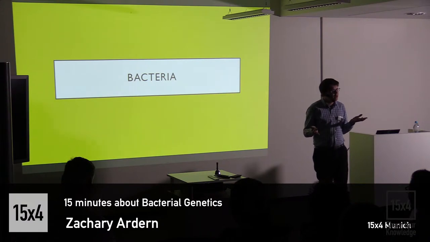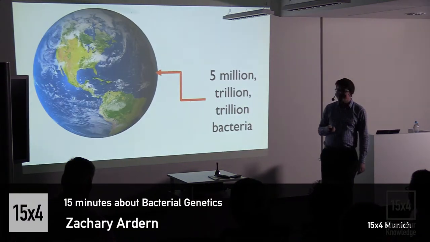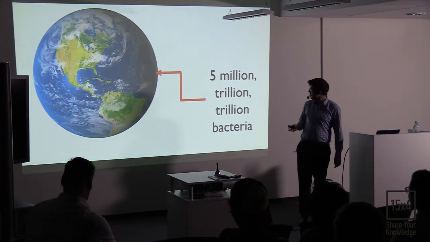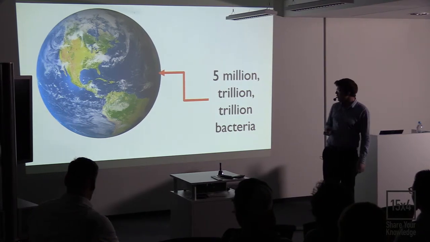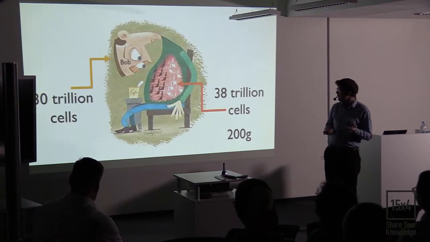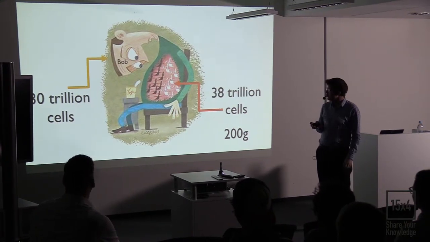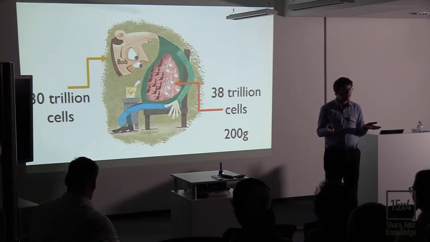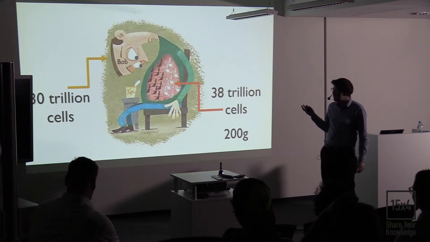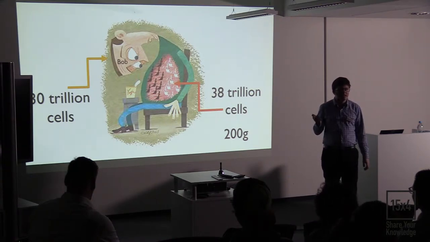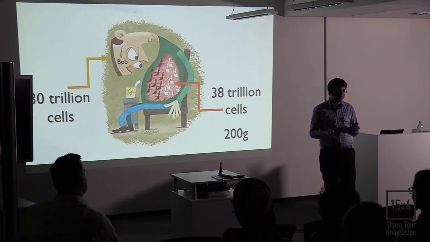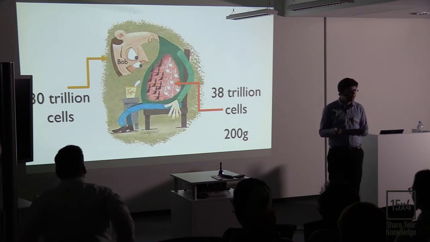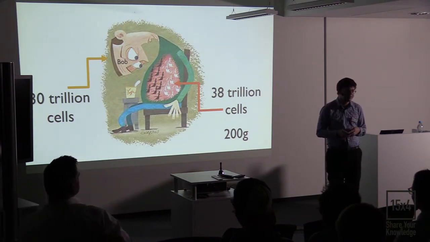Okay, so why should we care about bacteria is my first question. And the first answer is because there's a lot of them. 5 million trillion trillion bacteria, something like that, on planet Earth currently. And particularly interesting for us is that a lot of them are actually inside you. So your average guy, Bob, let's say, he's made up of around 30 trillion human cells. But within Bob, we find there's actually 38 trillion bacterial cells. So technically, he's more than half bacteria, at least on a cell count. But the bacteria are quite small, as you probably know, so they only weigh a total of 200 grams.